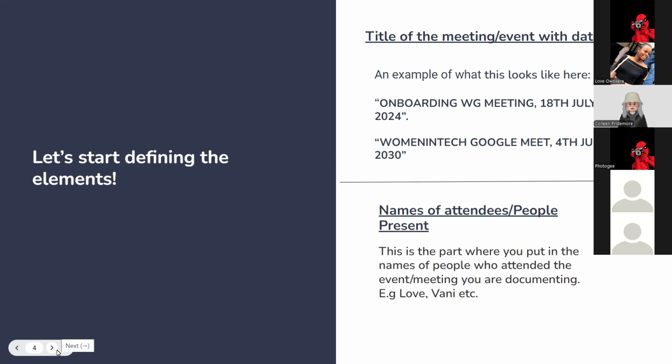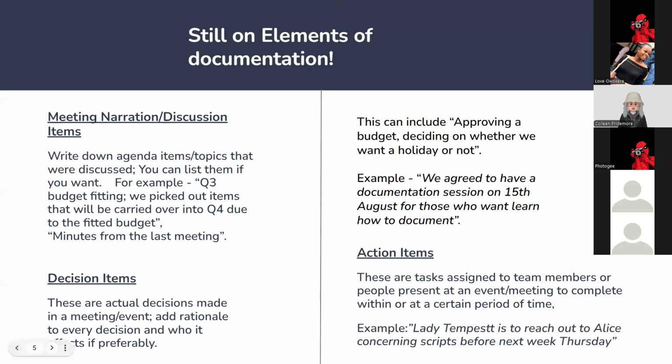Next, we have meeting narration or discussion items. Here, you write down agenda items or topics that were discussed. You can list them if you want. For example, Q3 budget fitting, we picked out items that will be carried over into Q4 due to the fitted budgets. And then we have another listed item, minutes from the last meeting. These are just examples, mind you. You could write it however you want, as long as you are noting down the agenda items and topics that were discussed.